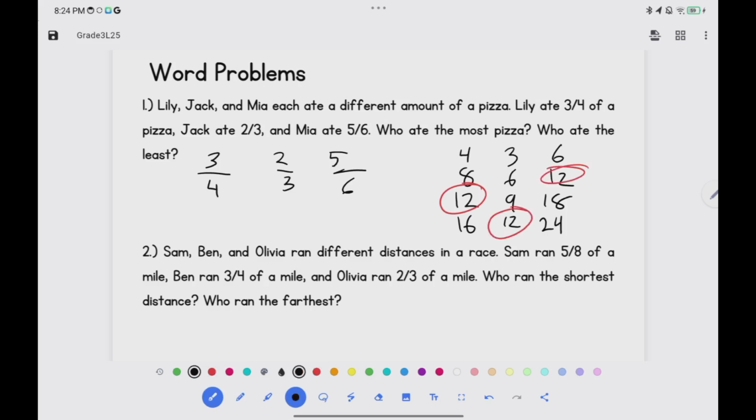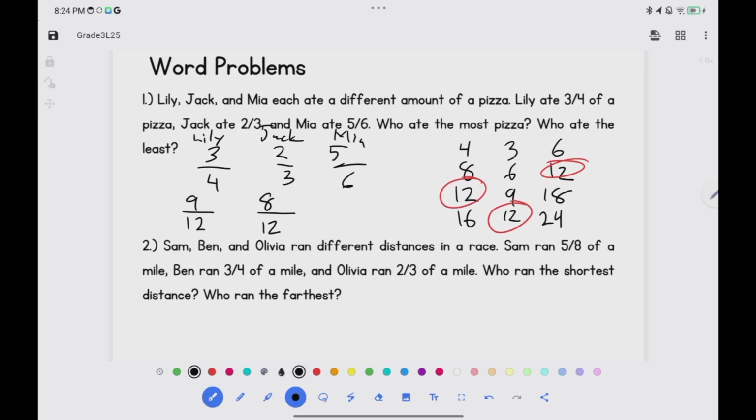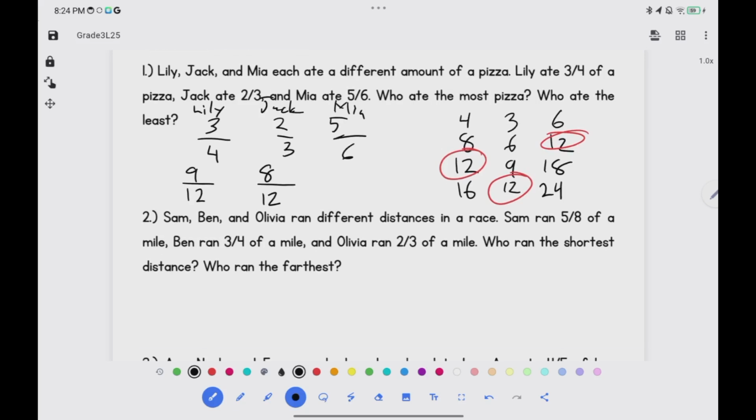So, you need to multiply each of these fractions by a number to get their denominators to be 12. So how do we get 4 to be 12? We need to multiply by 3. So 3 times 3 is 9. 3 times 4 is 12, alright? And let's just label these. That was Lily's, that was Jack, that was Mia. Alright, 2 over 3, how much do you need to multiply 3 by to get 12? You need to multiply by 4, so multiply both top and bottom by 4. 2 times 4 is 8. 3 times 4 is 12. Alright, what do you need to multiply 6 by to get 12? You need to multiply by 2, multiply top and bottom. 5 times 2 is 10. 6 times 2 is 12.